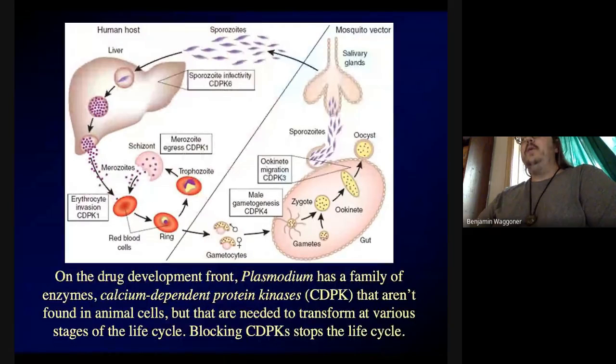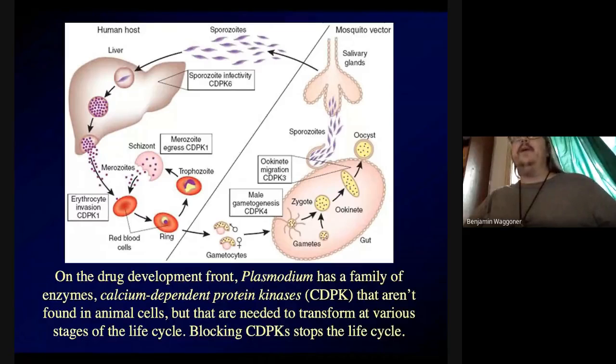They're also looking at, remember that to develop drugs, you want to develop something that hits the pathogen but not the host. Plasmodium has a whole family of enzymes that are not found in animal cells. They're called calcium-dependent protein kinases, CDPKs. In this diagram of the life cycle, you can see those rectangles that say, Merozoite egress CDPK1. Well, calcium-dependent protein kinase 1 is necessary for the merozoites to get out of the schizont.